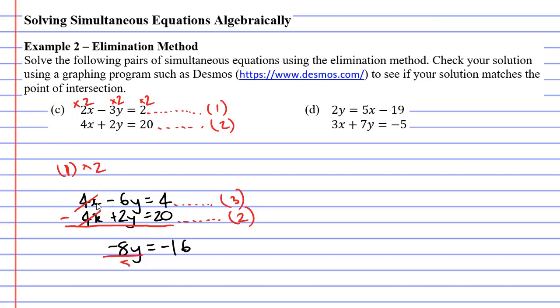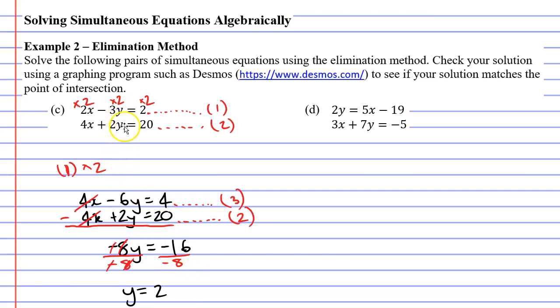I'm going to divide both sides by negative 8. The reason I'm doing that is the 8's will cancel and also the negatives will cancel. This leaves me with y. Negative 16 divided by negative 8 is actually positive 2. So we've found y, and now we need to find x.